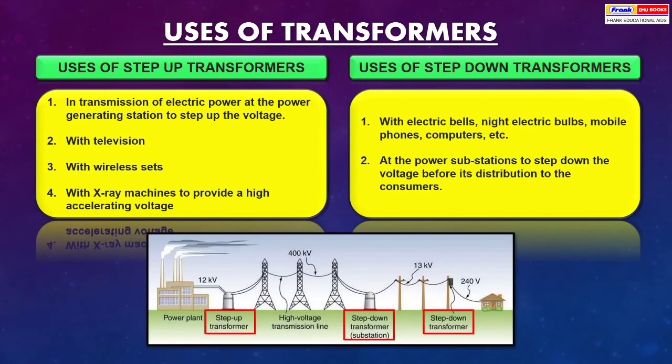The power plant gives 12 kV. A step-up transformer is used, which further steps up the voltage to 400 kV. On the high voltage transmission line, a step-down transformer at the substation is then used, which decreases the potential to 13 kV, and then another step-down transformer is used, which decreases the potential to 240 V before reaching our homes.